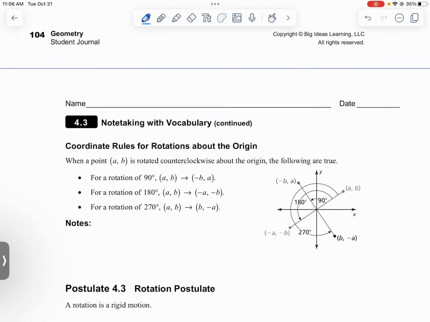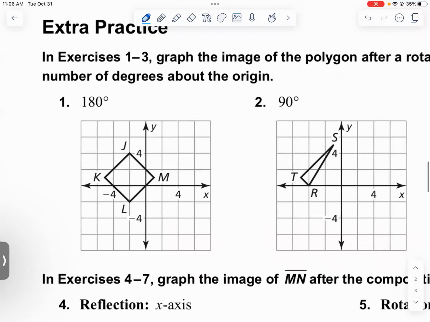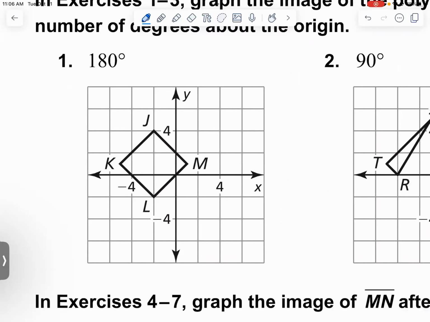Okay. I don't think that you should remember this though. I think we should physically do the rotation. So this is what we're gonna do. Are you ready? Okay, let's look at number 1. Okay, and let's write down that J is -1, 2.